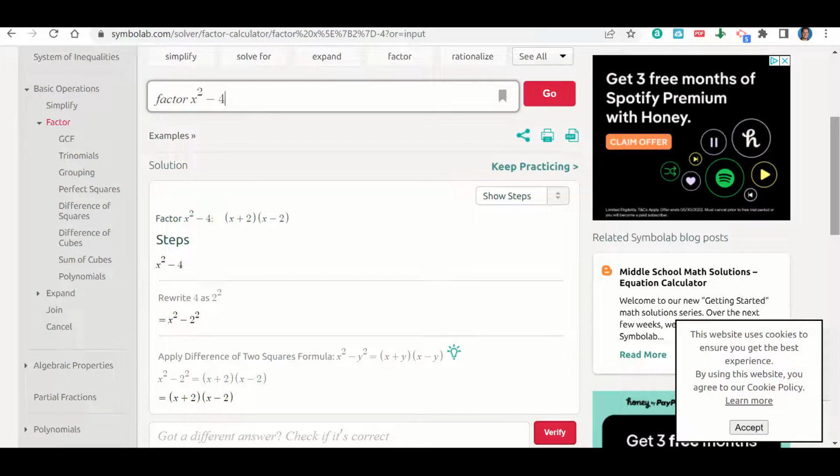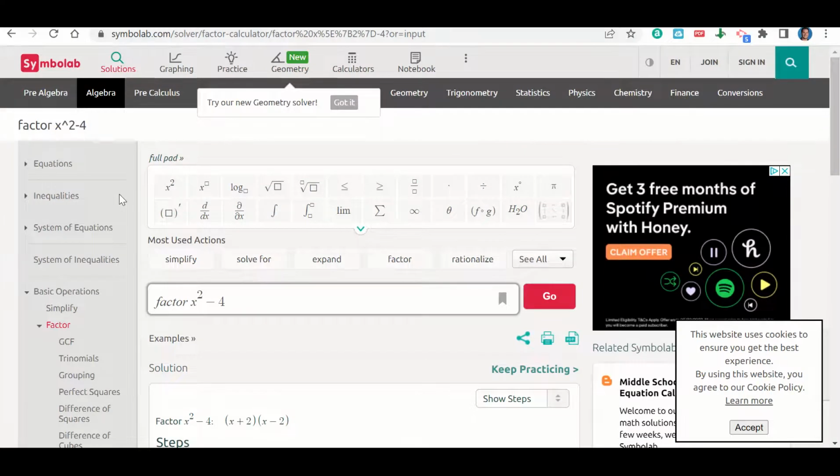So when I do that, it gives me the answer down here at the bottom. x plus 2 times x minus 2. And it shows me the steps of how I can get there. So this is one way to check your work to see if you did your work correctly when factoring. So this is how the Symbolab factor calculator can help you with your factoring.